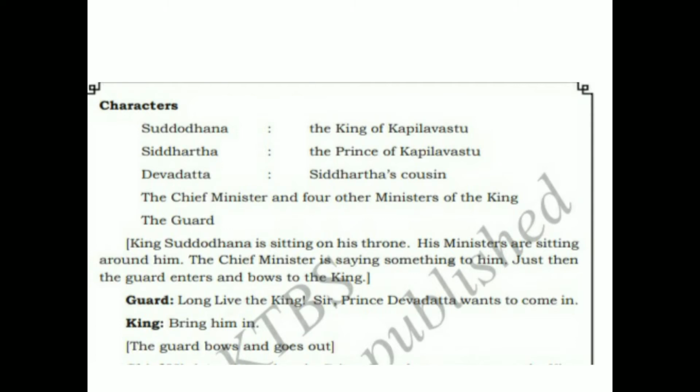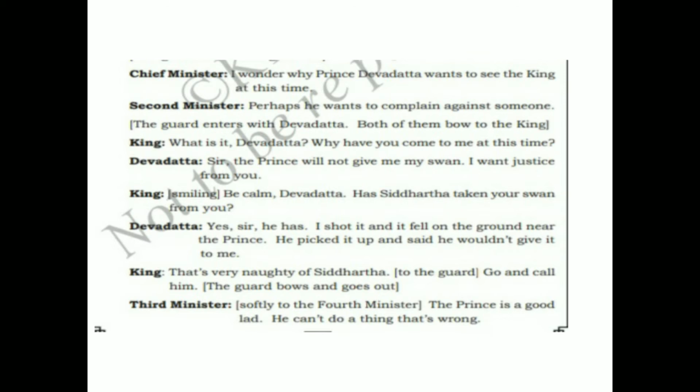So before talking to a king, they have to ask permission. The king says, bring him in. Go and bring Devadatta. What does he want to talk to me about? The guard bows, giving respect, and goes outside to bring Prince Devadatta.